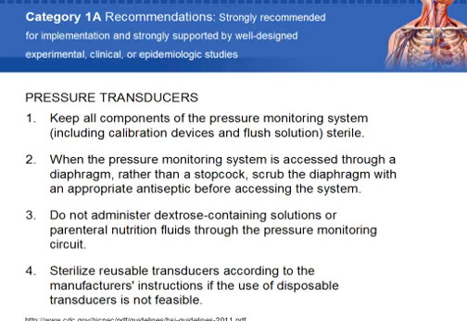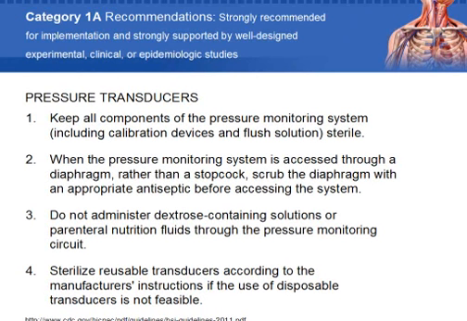Let's look at some of the specific recommendations that have been made for arterial catheters. These are 1A recommendations. These are strongly recommended for implementation and strongly supported by well-designed experimental, clinical, or epidemiologic studies. They relate to pressure transducers. First is to keep all components of the pressure monitoring system, which includes the calibration devices and the flush solution, sterile. Second, when the pressure monitoring system is accessed through a diaphragm rather than a stopcock, scrub the diaphragm with an appropriate antiseptic before accessing the system.